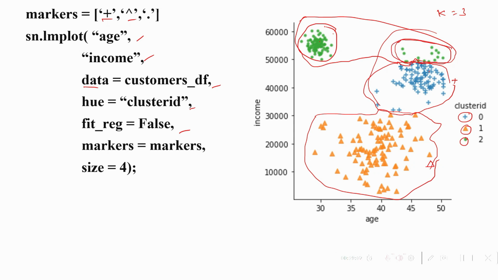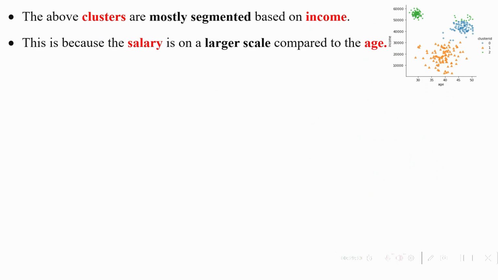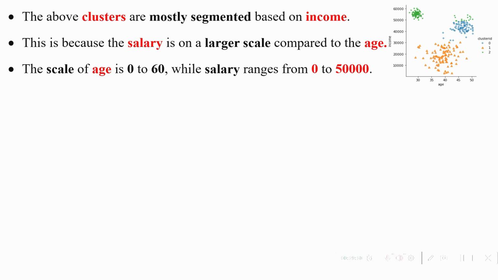So we have to rectify this problem by using the normalization technique. From the graph we can say that the clusters above are mostly segmented based on income. Here there is age and there is income, but the segmentation is based on income only. This is because salary is on a larger scale compared to age.